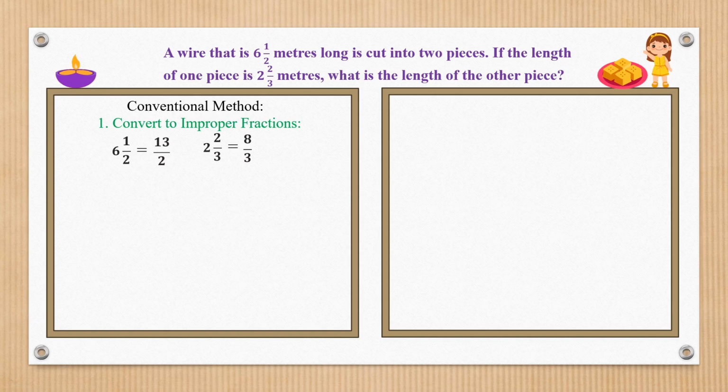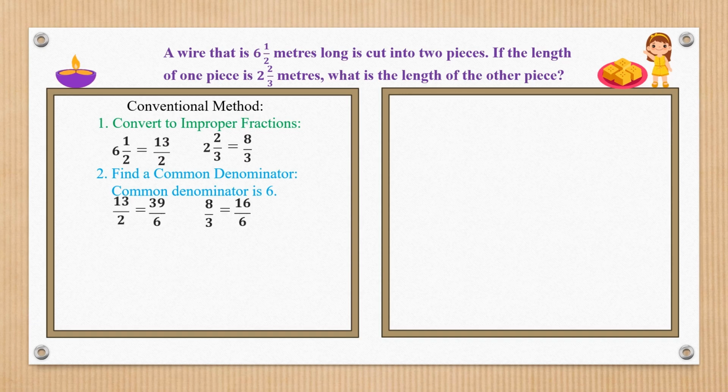Convert 6 1/2 and 2 2/3 to improper fractions, and then find a common denominator. That is, you have to find the LCM of 2 and 3, which is 6. So for 13/2, multiply the numerator and denominator by 3, which gives 39/6, and for 8/3, multiply the numerator and denominator by 2, which gives 16/6.